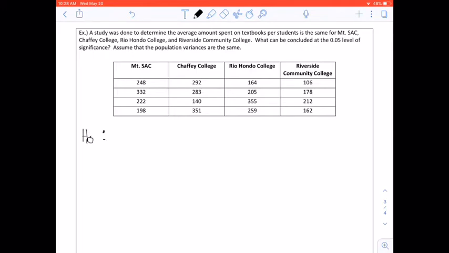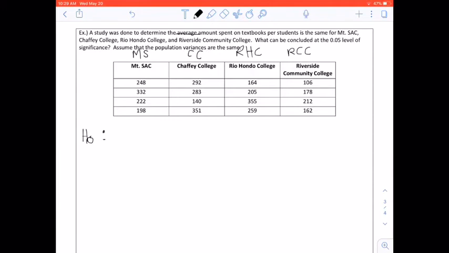So how do we know that we are using the Anova test? Well, that assumption that's written there is kind of a big indicator. The other thing too is that it's talking about the average amount spent on textbooks, and average is another word that they like to use for mean. So we're talking about the means, and there's more than just 2 sets of data. We have 4 sets of data right now. We have Mount Sac, which I'm going to abbreviate MS, Chaffey College, CC, Rio Hondo College, RHC, and then Riverside Community College, RCC.